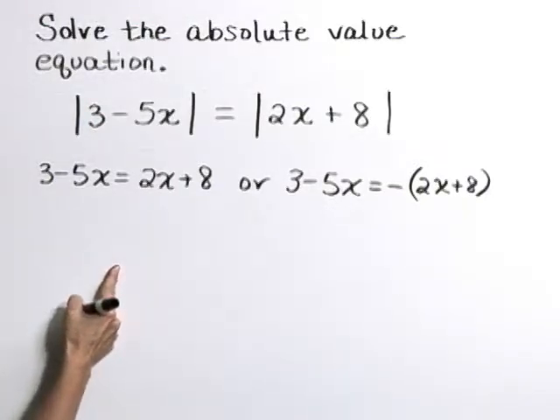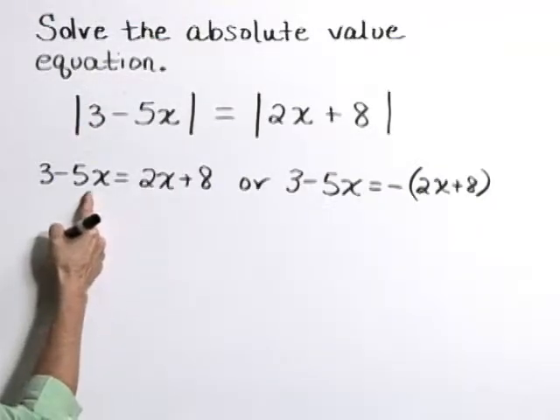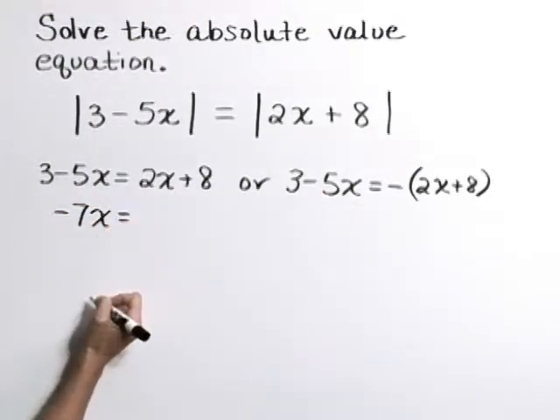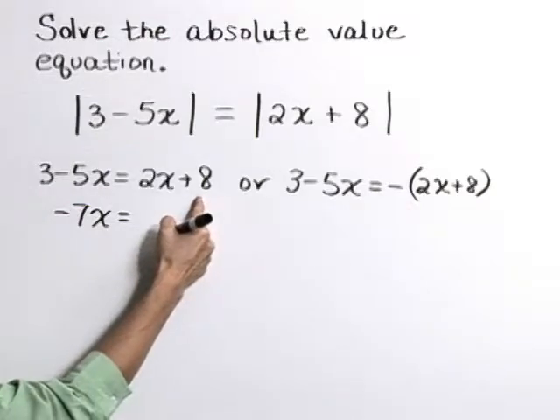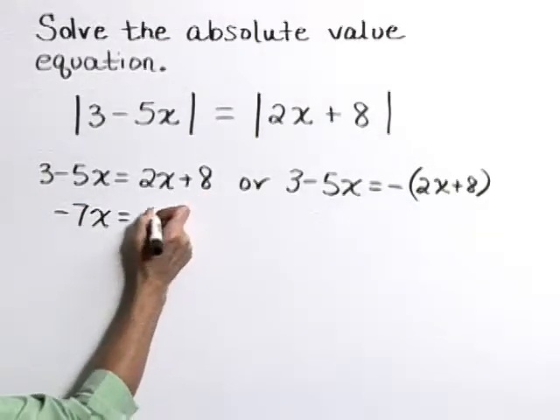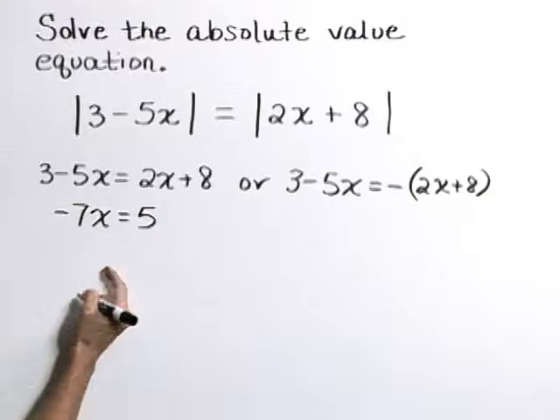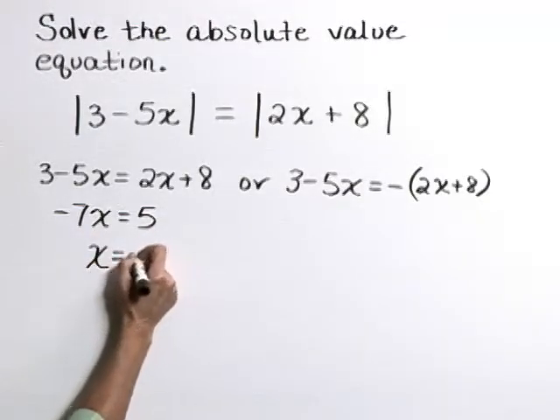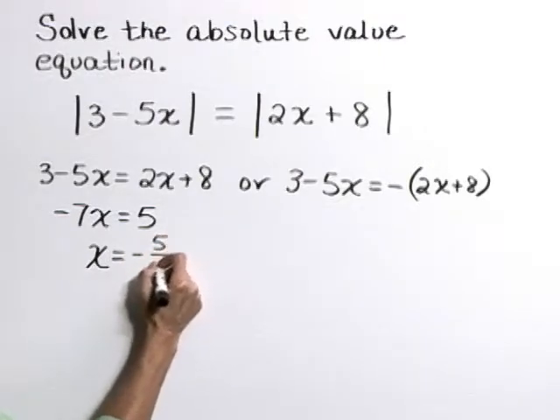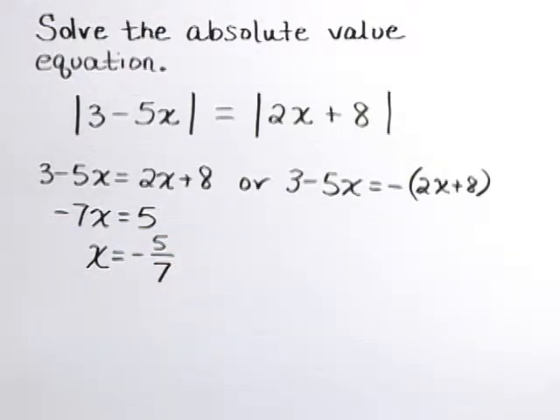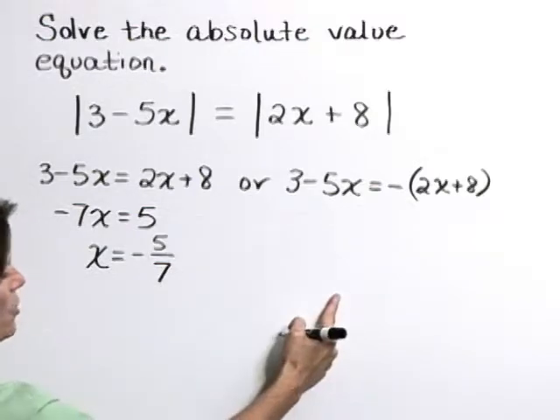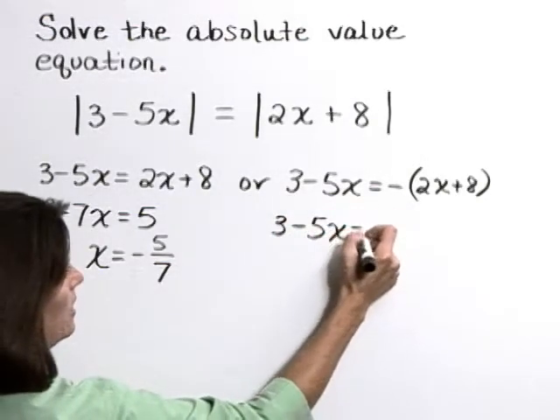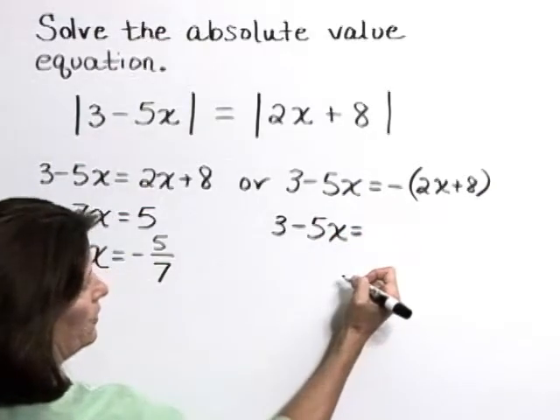Starting with our one on the left, if we subtract 2x from both sides, we get a negative 7x on the left. Subtract 3 from both sides, so 8 minus that 3 is 5. Now divide both sides by negative 7, giving x is equal to a negative 5/7.